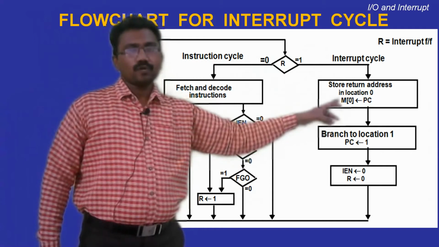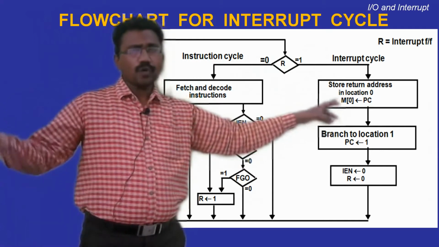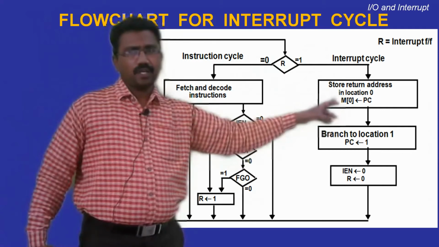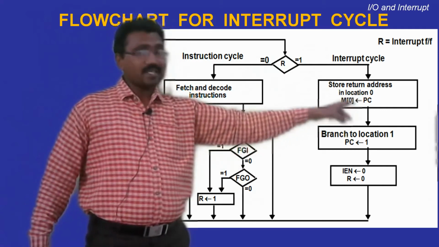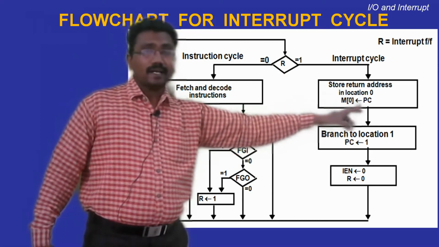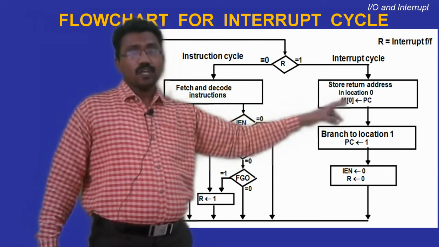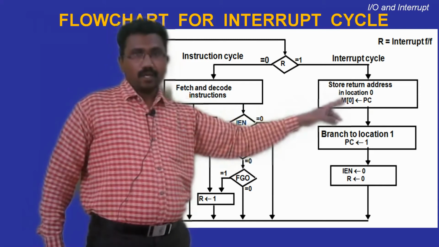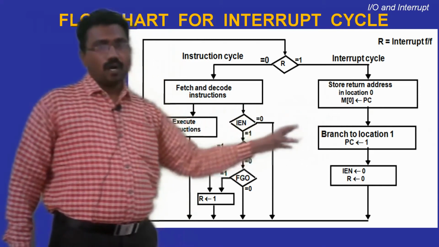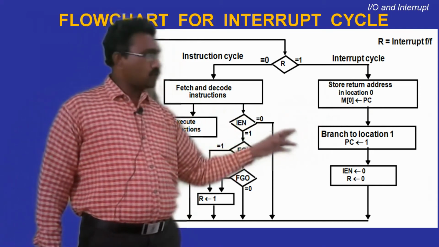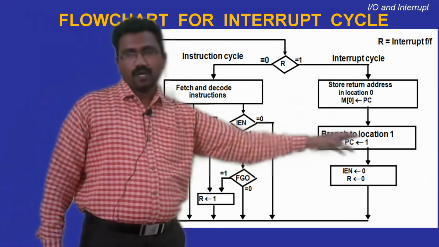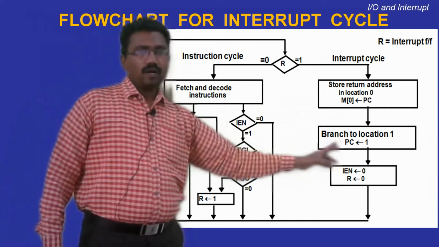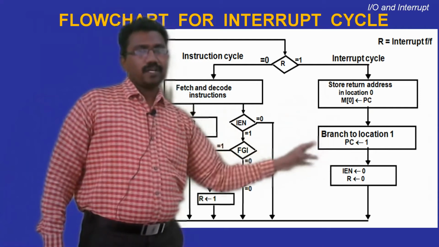Before control goes to the interrupt service routine, the return address of the present suspended program must be stored in the 0th location of the memory in this computer. Now next, after storing the return address in the 0th location, branch to location 1. That's why 1 is sent to PC.